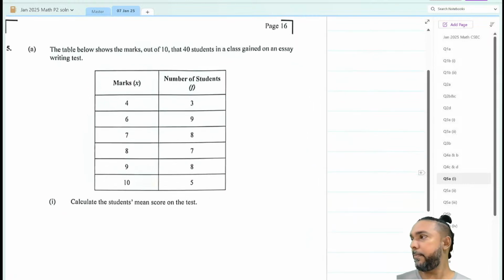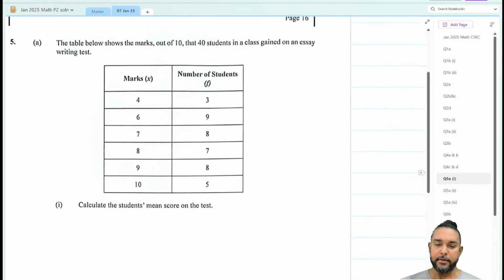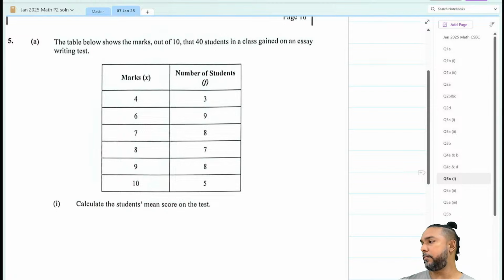Okay. The table below shows the marks out of 10 that 40 students in a class gained on an essay writing test. Calculate the students' mean score on the test.